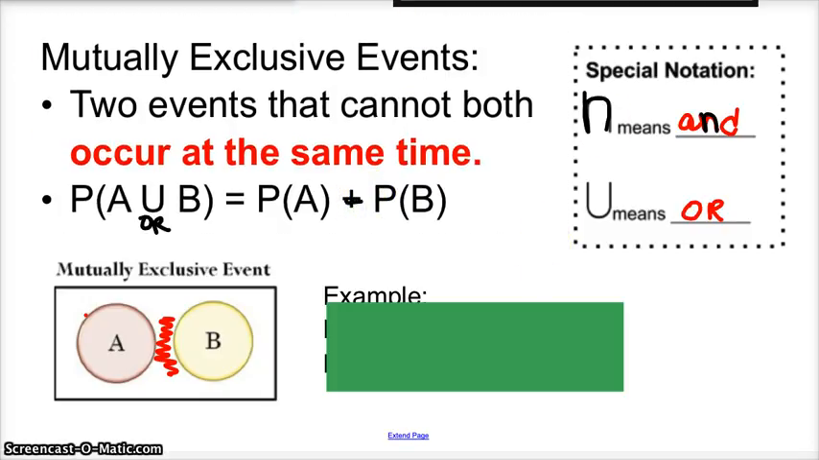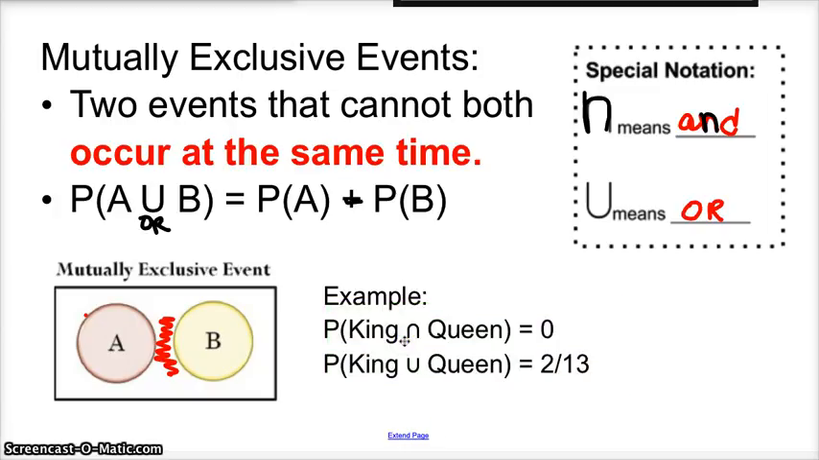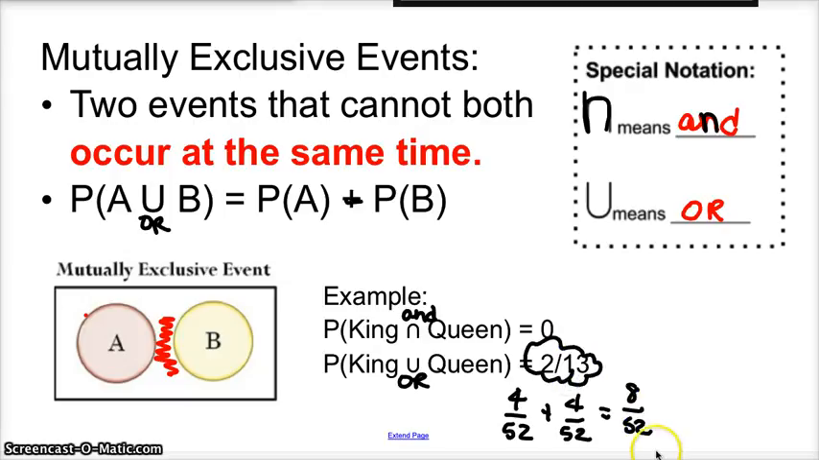So here's my example of two mutually exclusive events. Think about a deck of cards. If you were to draw one card from a deck of cards, what's the chance that you were to get a king and a queen? Well, if you're drawing one card, that chance is 0. You couldn't both get a king and a queen. What about a king or a queen? Well, there are 4 kings in a deck of 52 cards, and there are 4 queens in the deck out of 52 cards. So that's 8 out of 52, which reduces to 2 over 13. So the probability of you choosing a king or a queen is the sum, or adding up, the probability of each event happening.